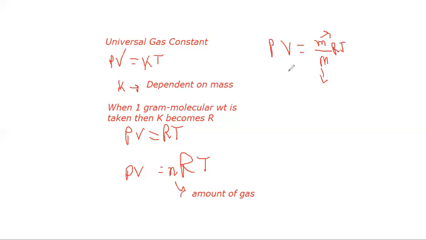So you need to know the value of R. Remember this value, as it may sometimes not be given, or it may be directly asked in your exam: 8.31 joules. Remember the unit also, joules per Kelvin per mole. The value of R is 8.31 joule per Kelvin per mole.